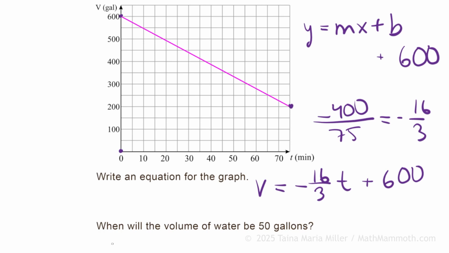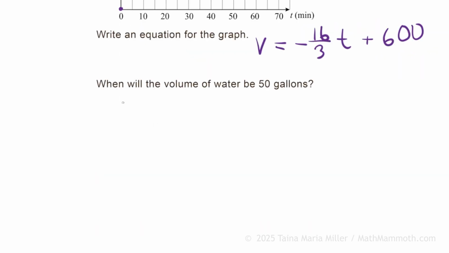A question: when will the volume of water be 50 gallons? If this is volume of water, yeah, this volume is going down. Maybe it is the volume of a tank of water and the water is being released from it or used up. It's asking for time and the volume is given. So we know that the volume is 50. I'll put it here in place of v. This is the equation to solve, to know when the volume of water will be 50.